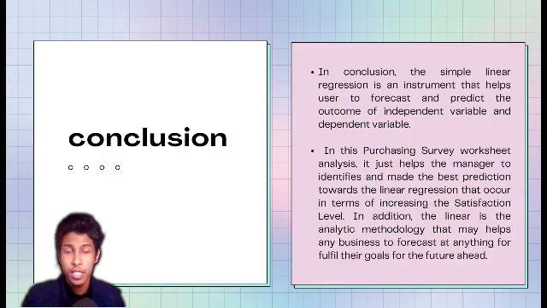In conclusion, simple linear regression is an instrument that helps users to forecast and predict the outcome of the independent variable and dependent variable. In this purchasing survey worksheet analysis, it helps the manager to identify and make the best prediction from the linear regression in terms of increasing the satisfaction level. In addition, linear regression is an analytic methodology that may help any business to forecast for fulfilling their goals for the future ahead.